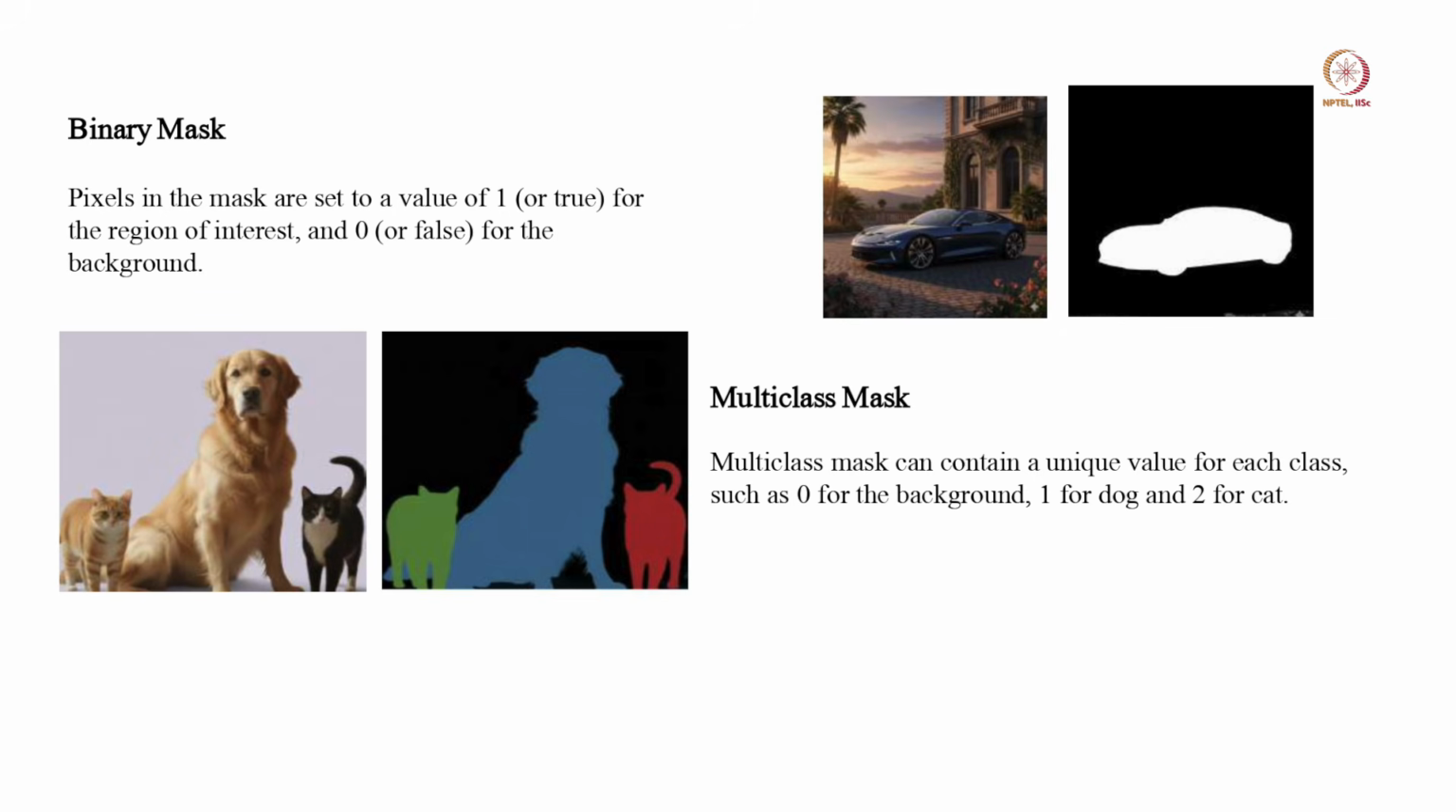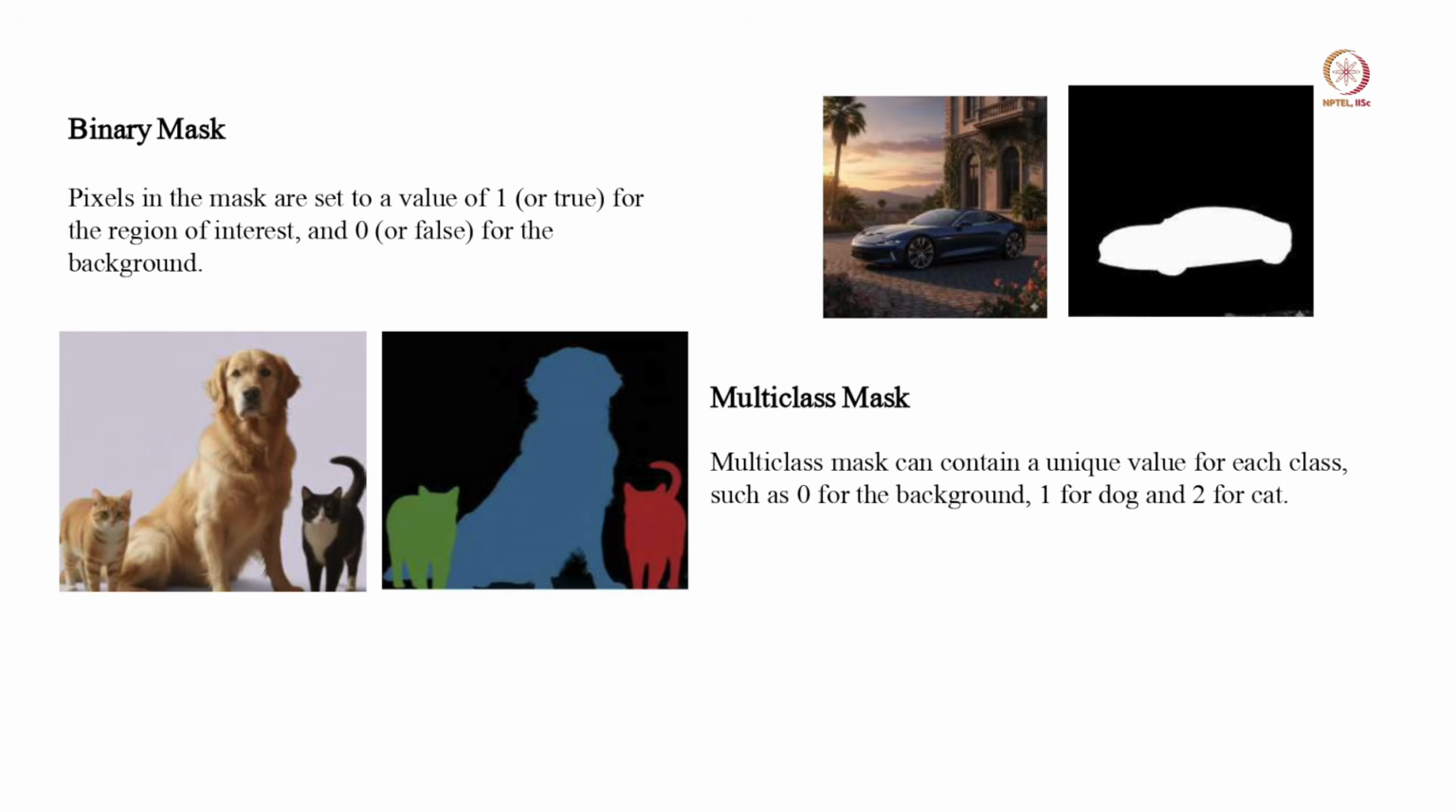Then I have done a segmentation mask where my car has become white in color, which has been highlighted, and the remaining portion is black in color. So, in a binary mask, the pixels in the mask are set to a value of 1 or true for the region of interest, in this case the car, and 0 or false for the background. Okay. So, that is the case for binary mask.